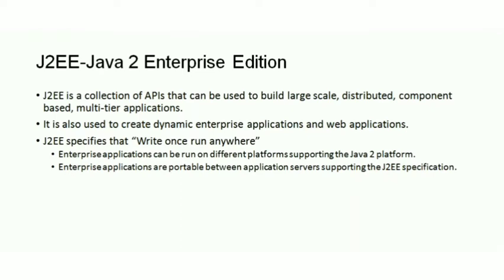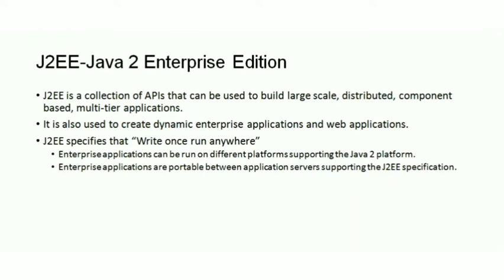Third one is component based. It means that different components are needed to work in that particular application. And the fourth one is multi-tier application. Tier means we can define it as a layer. So there are different layers available in multi-tier applications.